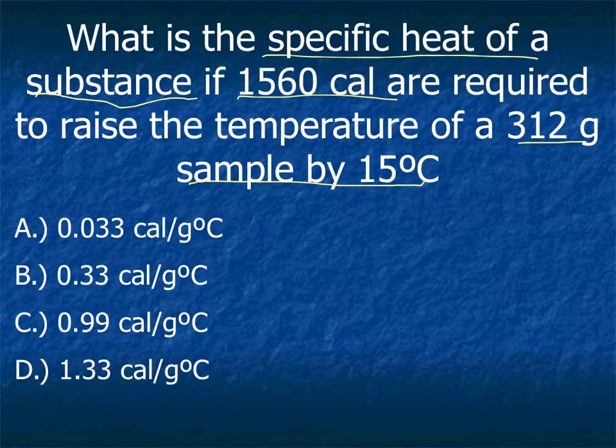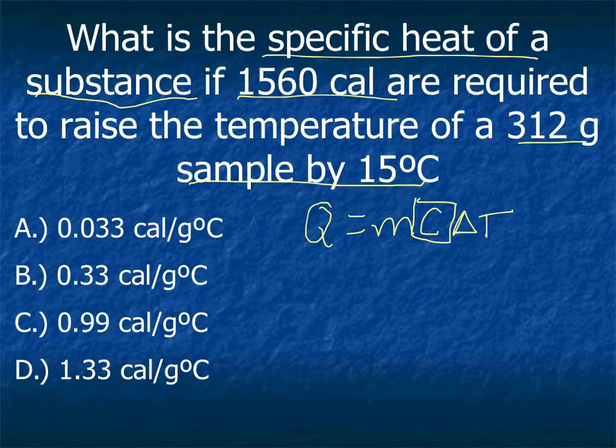Okay, so let's look at how we're going to do this now. Again, we're going to use the same basic equation, which is Q equals mC delta T, and let's define what we're looking for. We're looking for the specific heat, so this is the value we're going to be looking for in this particular instance. We're given all these other ones. We're given 312 grams, that'll be that. We have our delta T, which is this value, and we're given our Q value, which is this value here.